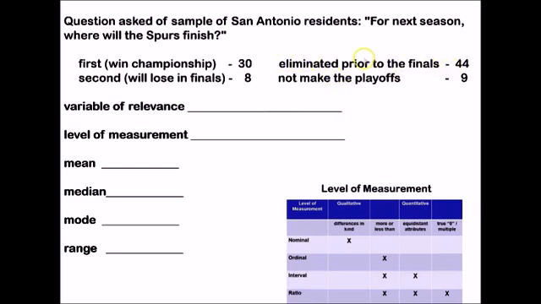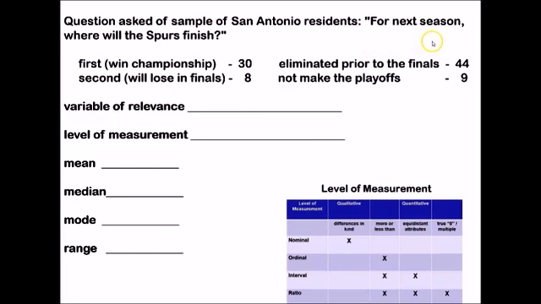44 of our residents are a bit more pessimistic about our team this year. They're not going to even get to the finals. They're going to be eliminated somewhere in the playoffs. I hope it's not like this past season where they were eliminated in the first round. And then there's some folks that are incredibly negative and say they're not even going to make the playoffs. You know, Western Division, pretty hard. Not even going to make the playoffs. 9 people say that.